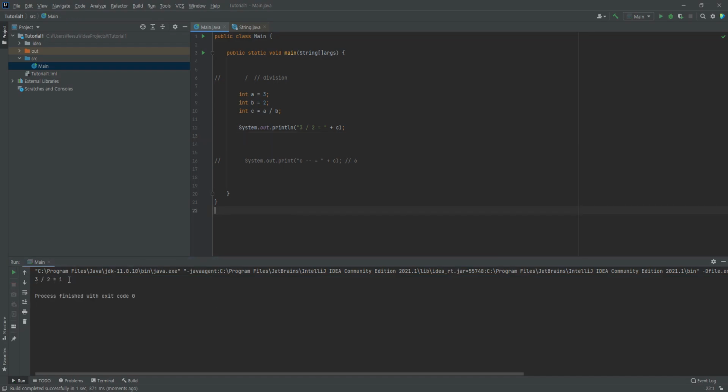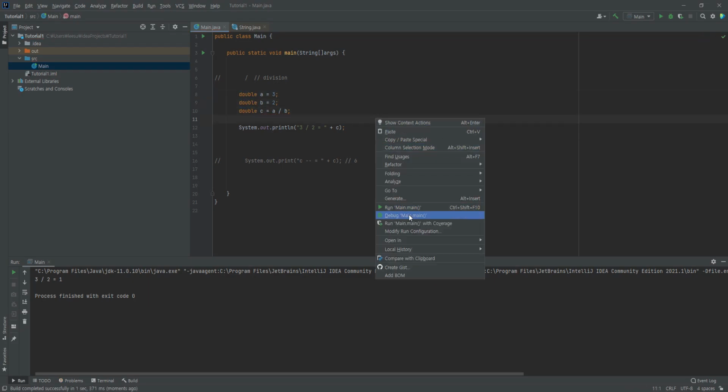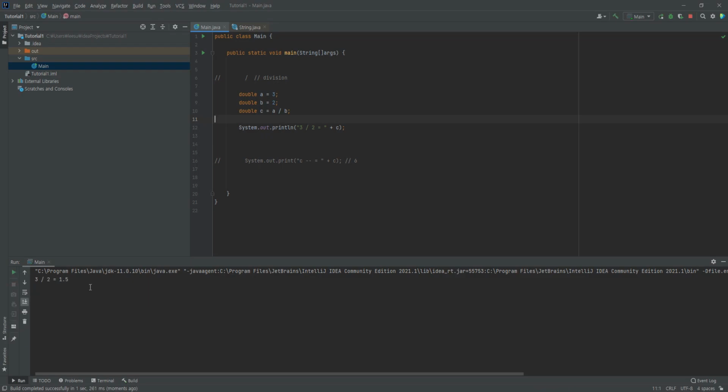So maybe some of you might be thinking, oh, no, why is 3 divided by 2 equal to 1? Isn't it 1.5? As I've discussed in my first video, integer only accepts whole numbers. So if we want to represent a decimal value, we should simply change this to double, double, and double. And we're going to get the value we want, which is 1.5. So please keep in mind that integer can only handle negative and positive whole numbers, while double will accept decimal numbers. I hope you guys understand that.